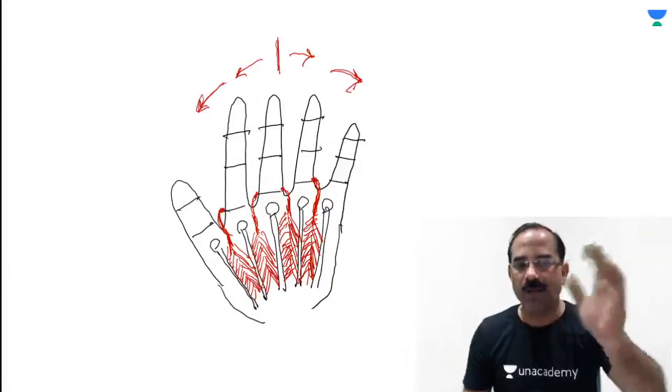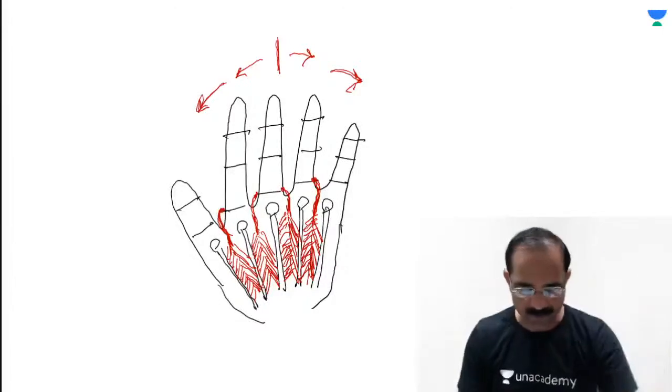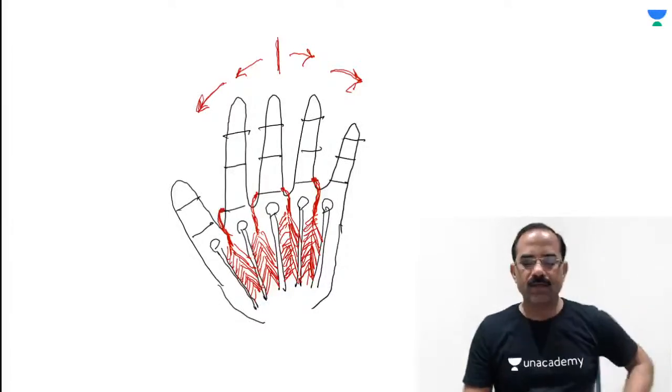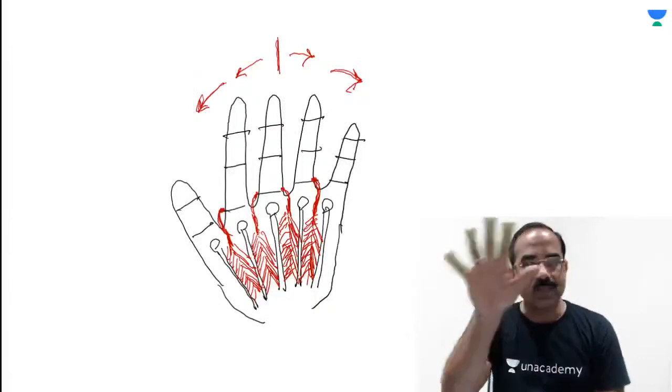All the dorsal and palmar interossei are supplied by what? Ulnar nerve. Okay, that's it. Any doubts in this? Then we proceed. Now, I start with the hand. We start with the muscles of the hand.